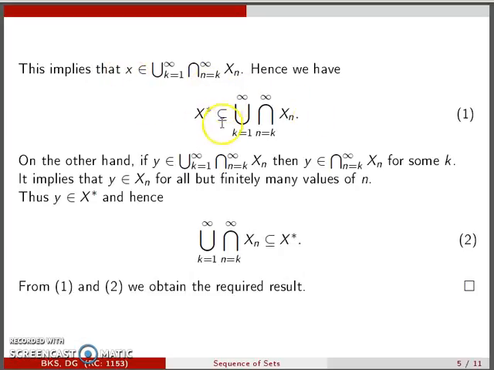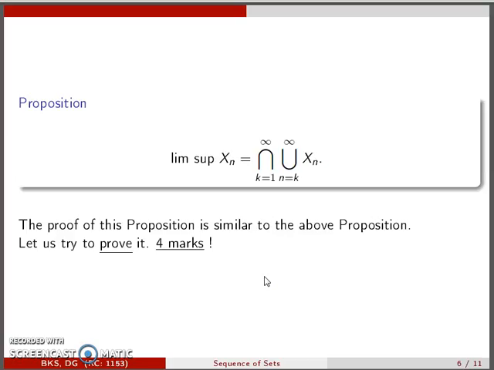On the other hand, if you pick y from this union, then y would belong to some intersection of xn. That means y belongs to all these xn, or in other words, y belongs to all the xn's except finitely many values of n. And hence y belongs to x star. So we have equality from 1 and 2. Similarly, you can define lim sup as the intersection of the union of xn. The proof is exactly the same. So write down your proof.